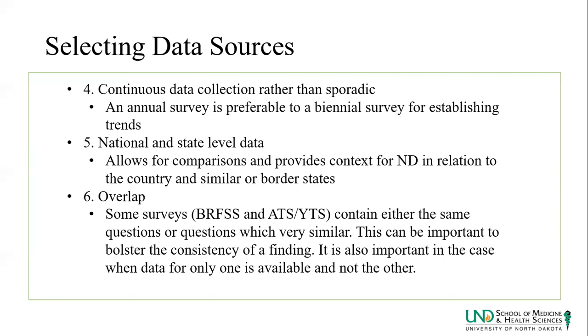Finally, the last guideline is to look for overlap among surveys. Some surveys, such as BRFSS and the Adult Tobacco Survey and Youth Tobacco Survey, contain either the same questions or questions which are very similar to each other. This can be important to bolster the consistency of a finding when the results of each are similar. It is also important in the case when data is only available for one and not the other. Even if data for one of the surveys is not available at the time you need it, you would still have the other survey to obtain the relevant data that you are looking for.